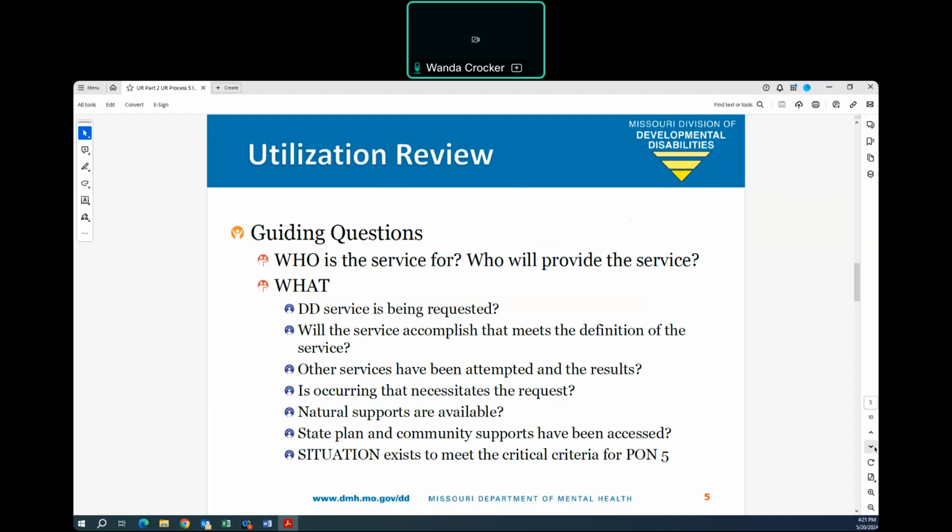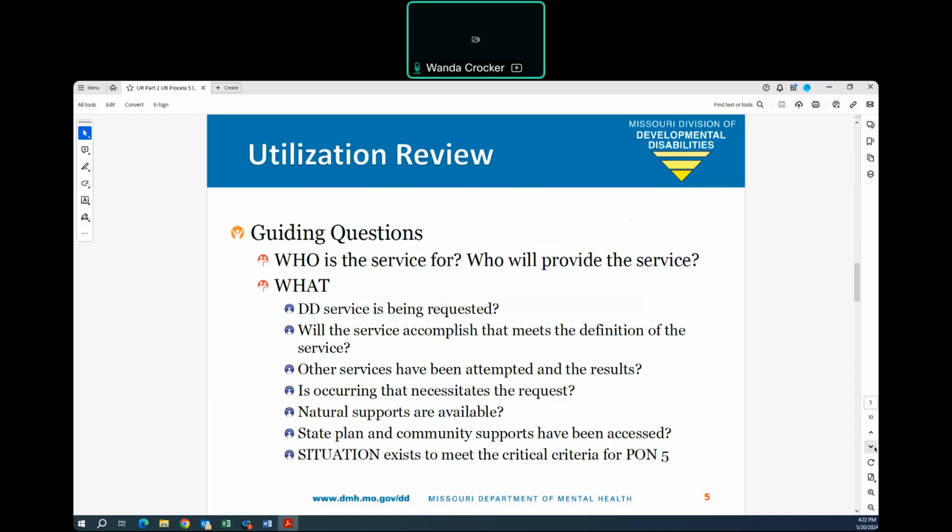Who's the service for, and who will provide the service? When you describe who the service is for, I don't just mean the person's name. Often that's what the packet says. But when you read what is described, it becomes obvious that the service isn't actually about the person, but about their caregiver, perhaps, often denoted by the number of hours being asked for. So keep the focus on the person and why the person needs the hours or the service. So the what is a big what.